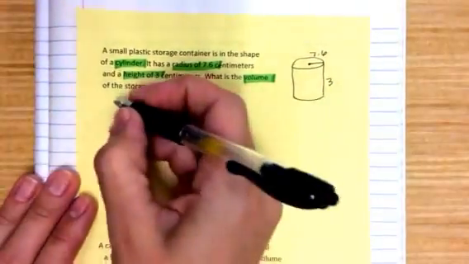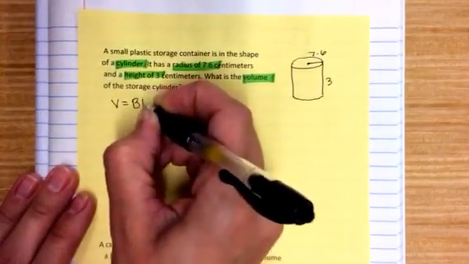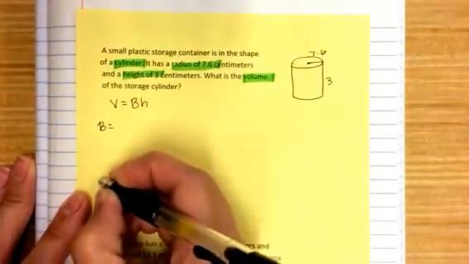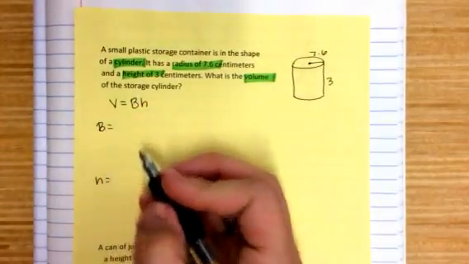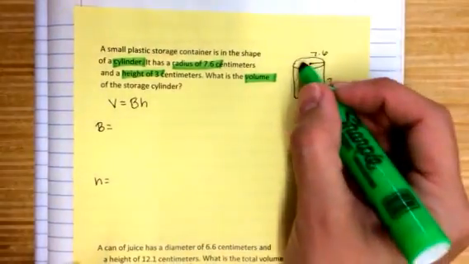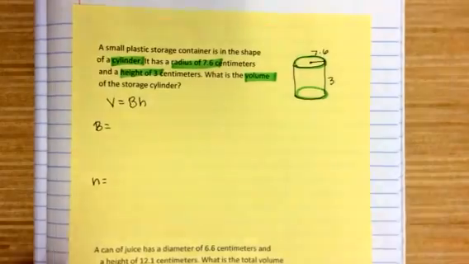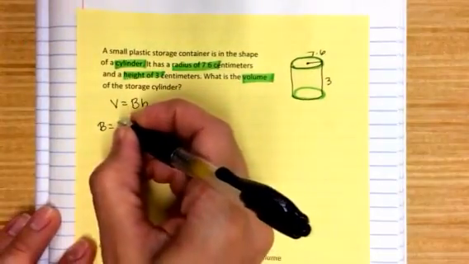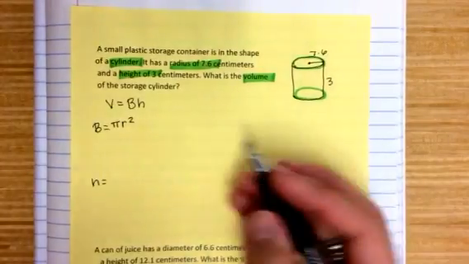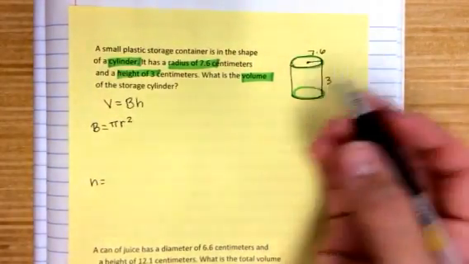So I know that for volume, I need area of the base times height. So I first need to find area of the base, then height, and then I can go back to my original formula. When I look at the base, I know that I have circles. So the area of a circle is pi r squared. They're asking me for radius, and they did give me the radius, so I don't need to do anything extra.